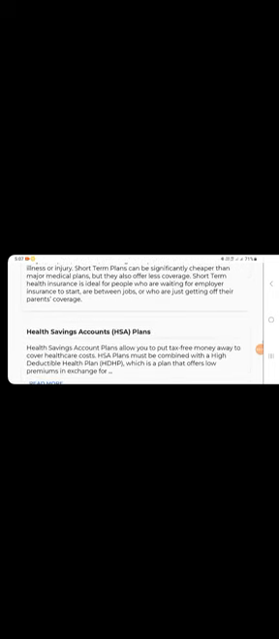Short-term medical insurance, also known as temporary health insurance. Short-term plans cover major hospital, medical and surgical expenses related to a covered illness or injury. Short-term plans can be significantly cheaper than major medical plans, but they also offer less coverage. Short-term health insurance is ideal for people who are waiting for employer insurance to start, or are between jobs, or who are just getting off their parents' coverage.